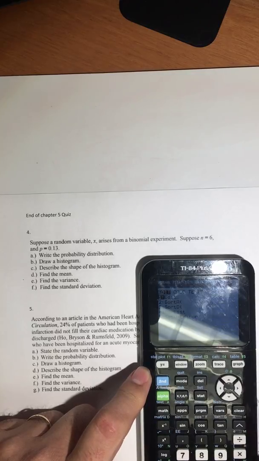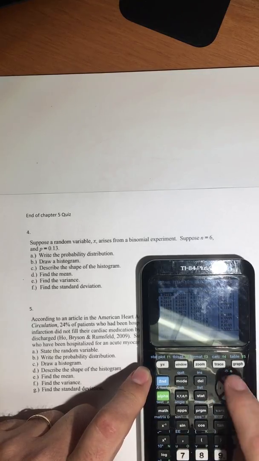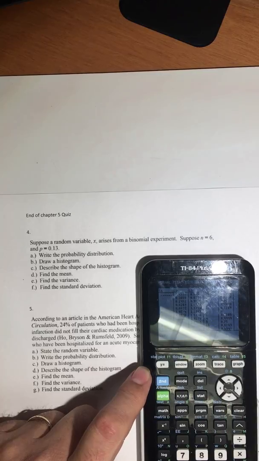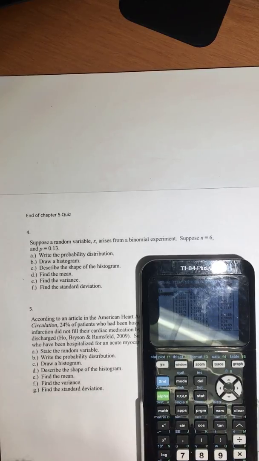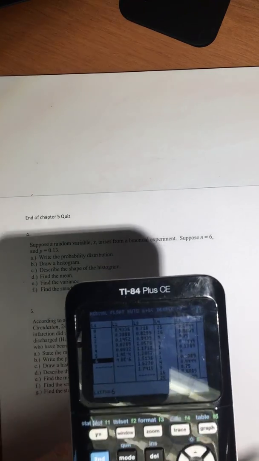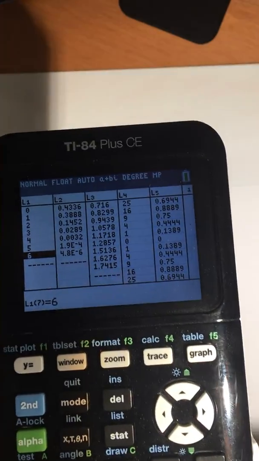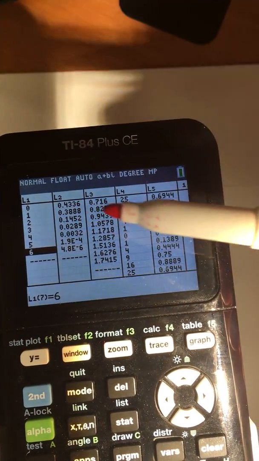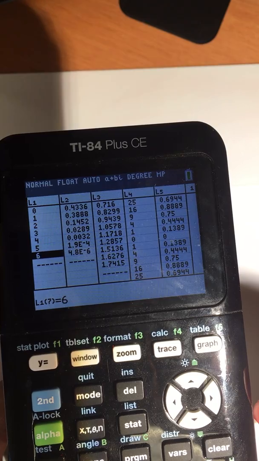And then stat edit in list 1, I'm going to type in all the different possibilities. So 0, 1, 2, 3, 4, 5, and 6. So now that, which you can't see, that is my probability distribution right there. List 1 and list 2.